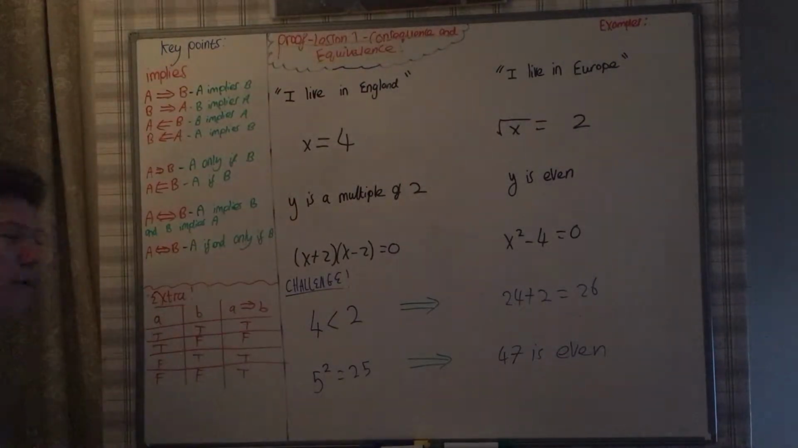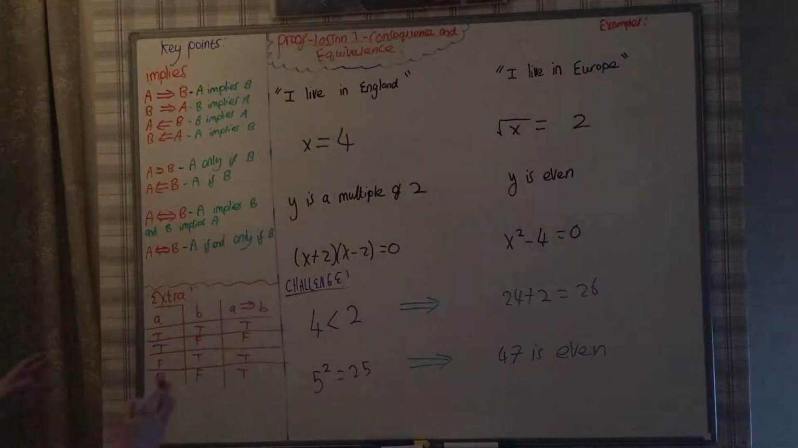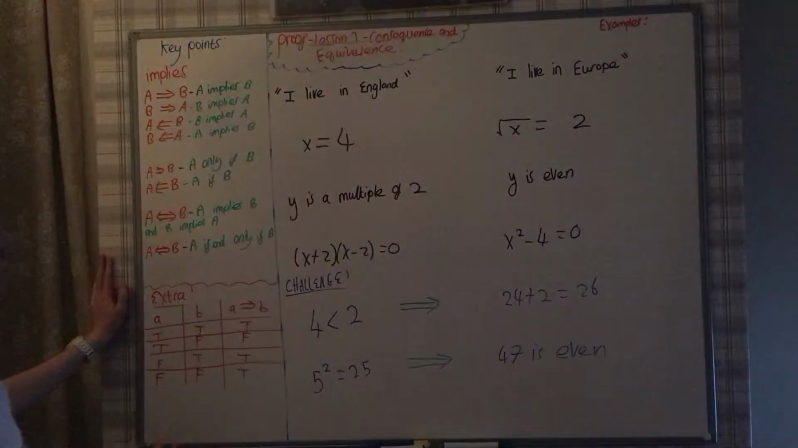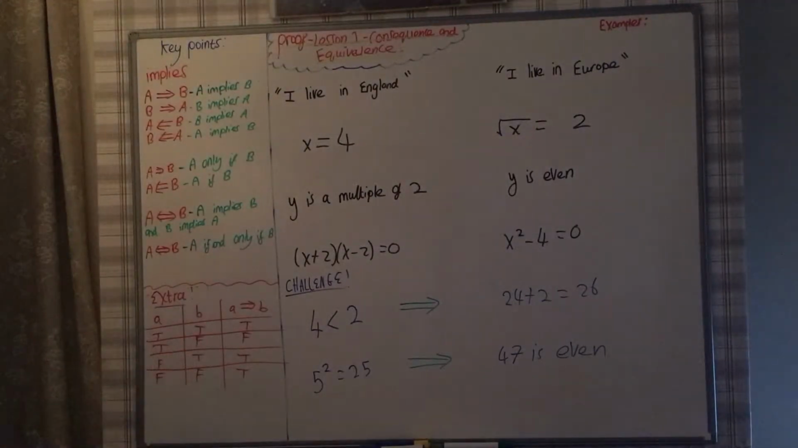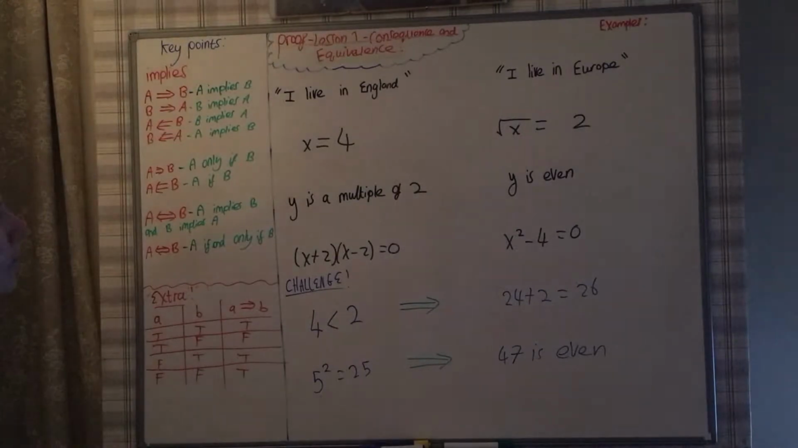Now that might be weird to think about. If two things are false, how can that mean that A implies B can be true? Well, that's how the truth table works, so it's difficult to justify. The main thing is that you learn this table, so you can easily spot whether something's going to be true or false. But for the start of this lesson, we're just going to look at some example statements, and we're going to try and work out which way the arrow goes.